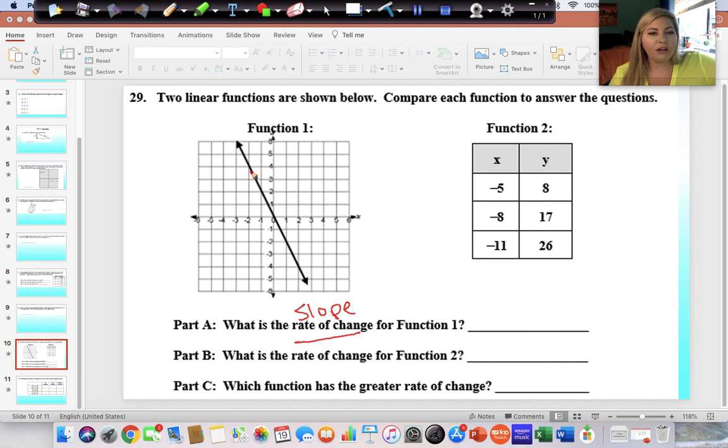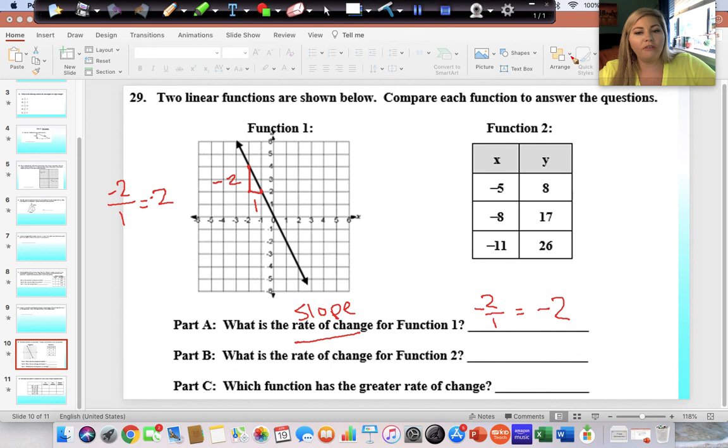Okay, so if we are finding our slope here, find 2 points on your line, and then find the rise over run. Okay, so the rise here is 2, and the run is 1. Remember, we are going down, so our slope is actually going to be negative. So negative 2 divided by 1 gives us negative 2. So the slope or rate of change in function 1 is negative 2 over 1, or simply negative 2. What is the rate of change for function 2?